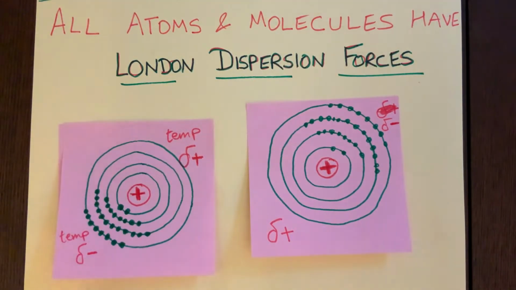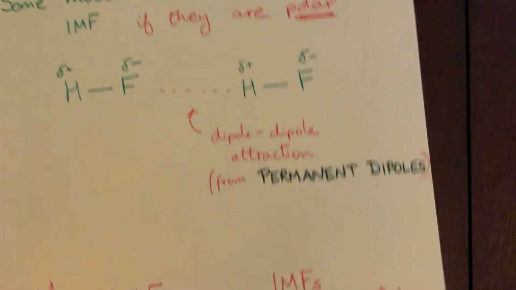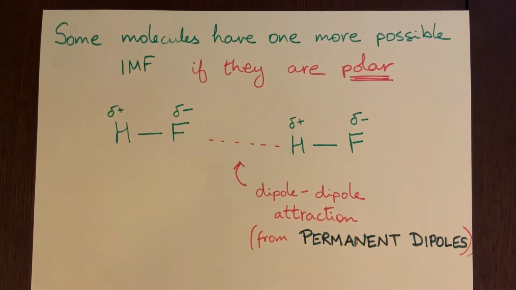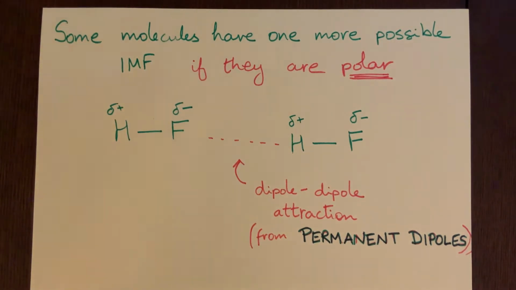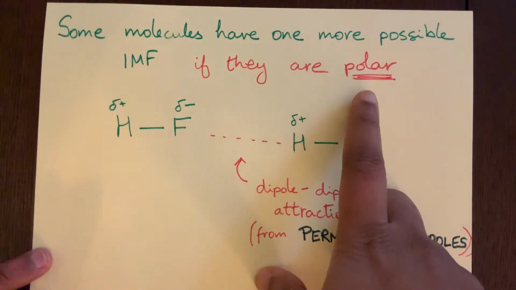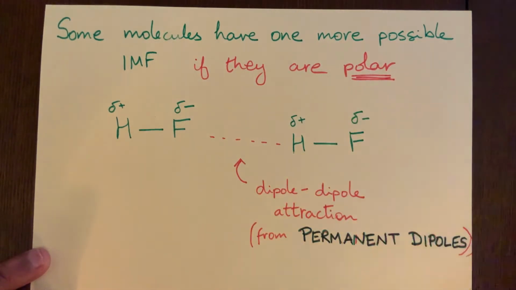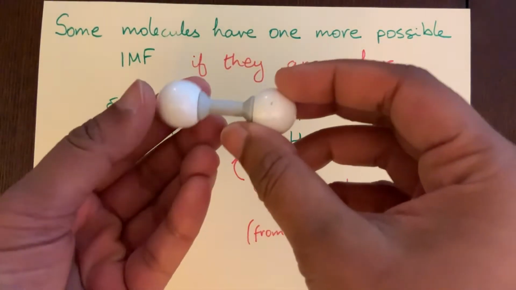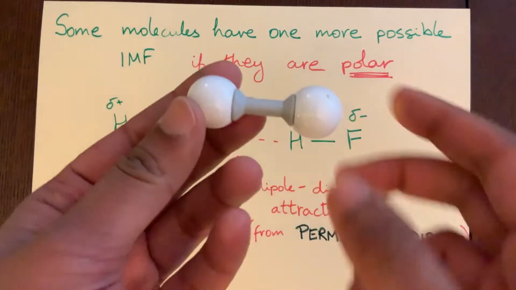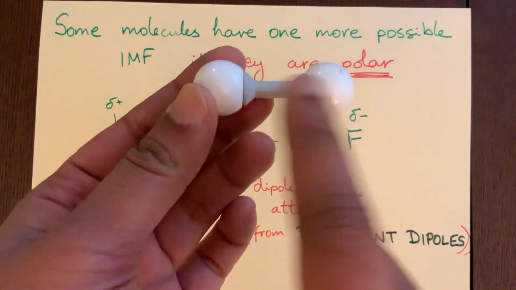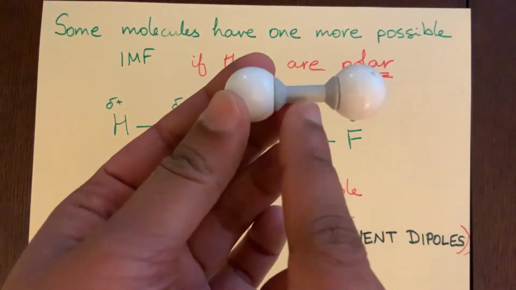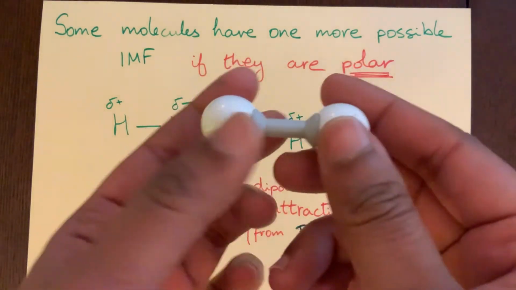There are, however, some molecules where you can have more than just London dispersion forces. So there are some molecules with more than one IMF possible, and this happens if they are polar. We learned about polar and nonpolar molecules in the previous class. Some molecules are nonpolar. For example, this hydrogen molecule is nonpolar because there's no change in electronegativity between either side, so the electrons are equally shared between the two hydrogens.